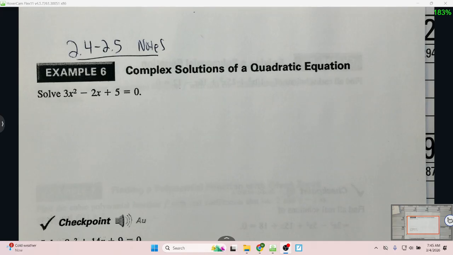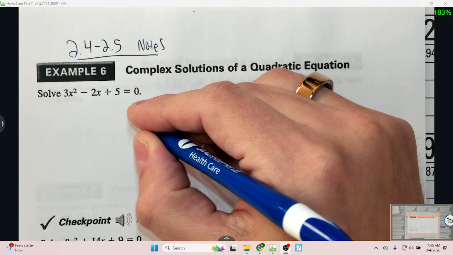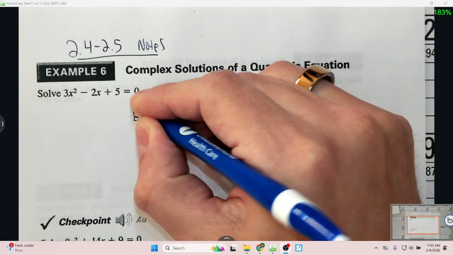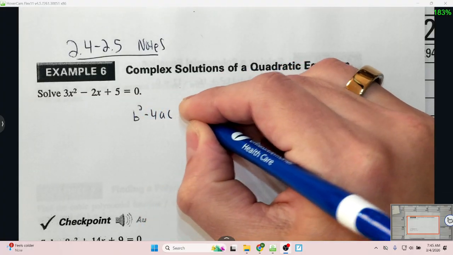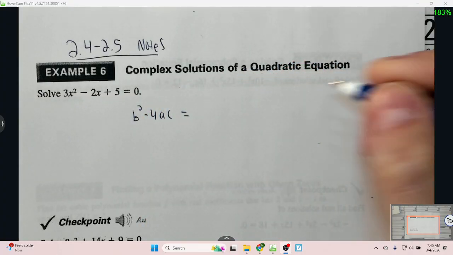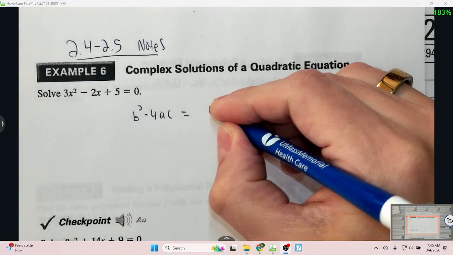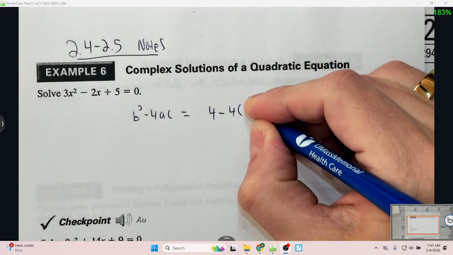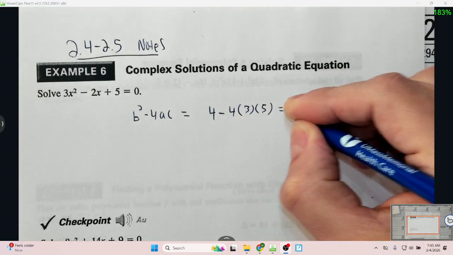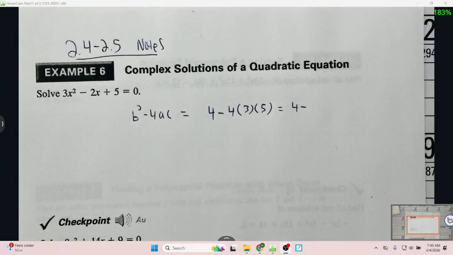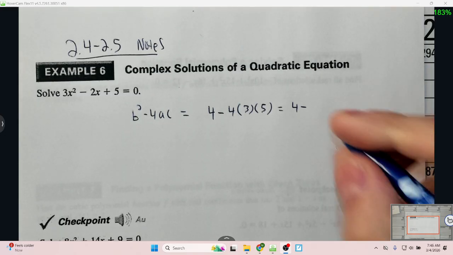Like if you look at this, does it factor? Is it factorable? I want to give you a nice little reminder that you can use the discriminant to see if it's factorable. So quickly, you can just do b squared minus 4ac. This will tell you if it's factorable immediately. So if you take b, which is -2, and you square it, you have 4 minus 4 times 3 times 5. And that's 4 minus, that's like minus 60, I think.